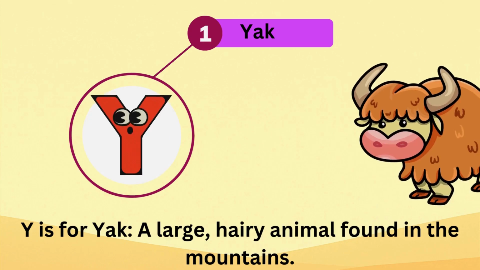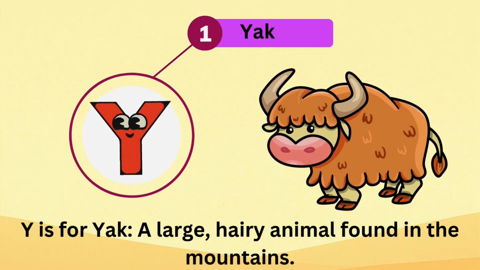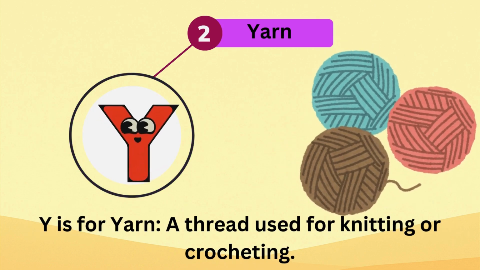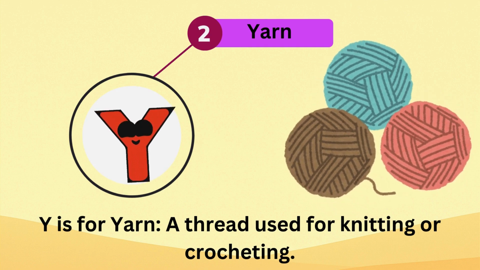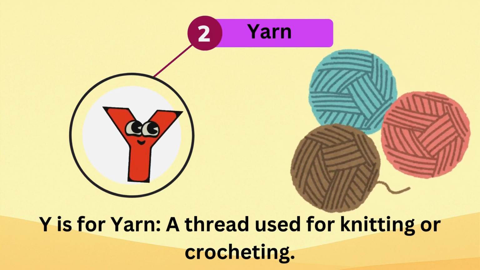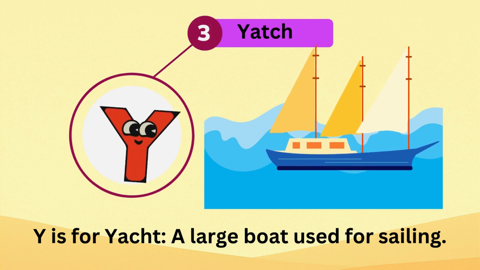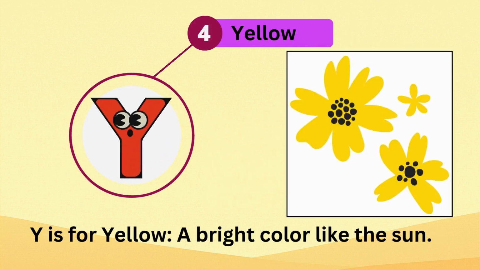Y. Y is for yak, a large, hairy animal found in the mountains. Y is for yarn, a thread used for knitting or crocheting. Y is for yacht, a large boat used for sailing.